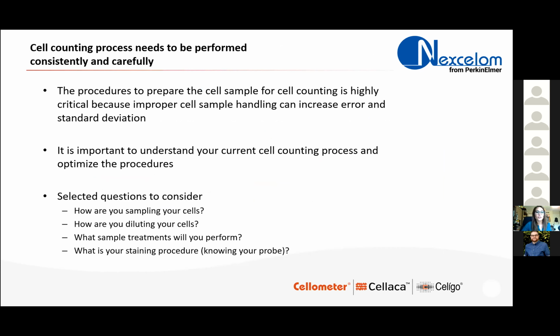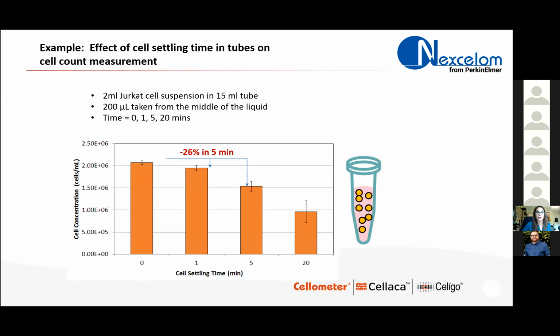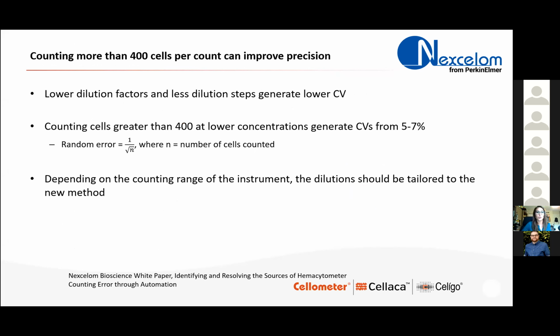It's important to really understand how you're sampling your samples, how you're diluting your samples, how you're treating your samples, and other sorts of things that may introduce error, such as settling time. We've seen that even with cells that are in suspension, if you let them sit for a few minutes, it's going to affect and introduce additional sources of error. So those are additional parameters.